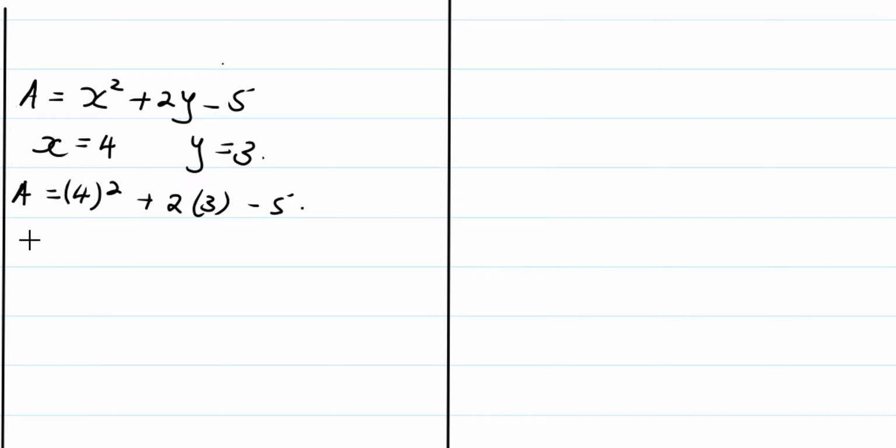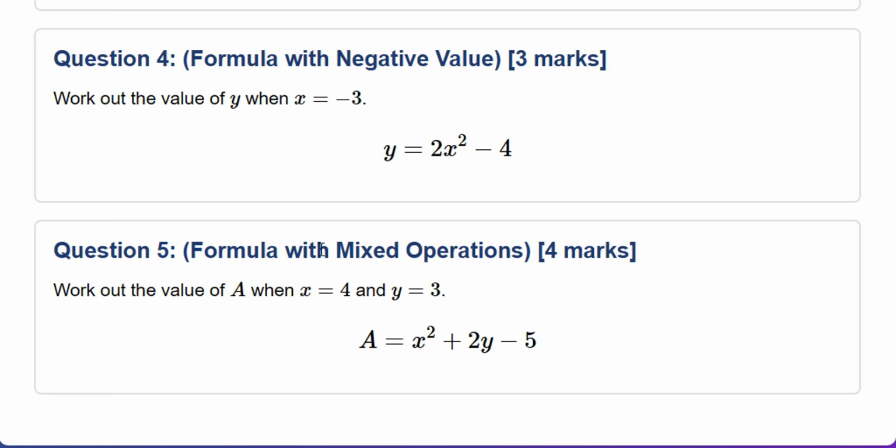Then from there, we have a is equal to, this 4 is positive, so we don't have any problem like in question 4. So 4 squared is 16, then plus 2 multiplied by 3 is 6, then minus this 5 here. So this technically is like saying 6 minus 5, which is 1, then 1 plus 16, which is 17, and that becomes the solution for this question 5 here.